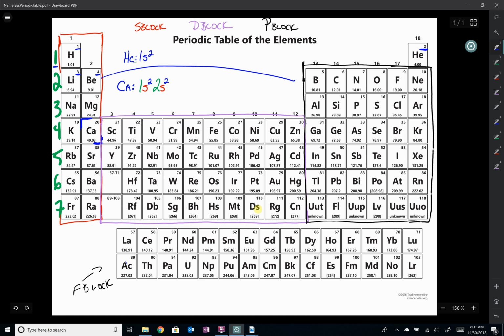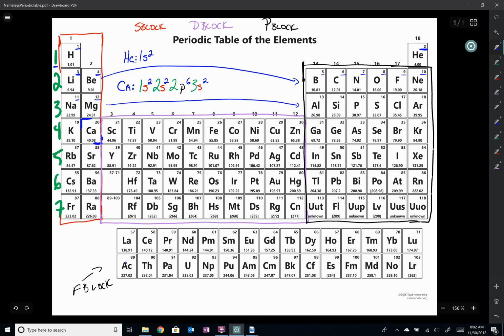From beryllium, we hop over to boron. We're still in the 2s here. Now we're in my P block. And how many can we fit into my P block? 1, 2, 3, 4, 5, 6. We can fit 6 electrons across my P block. So 1s2, 2s2, 2p6 would put us at neon. Neon, we hop down to sodium here. Now we're in the 3s. We're back in my S block, and we fill in 2. Now we're at magnesium.